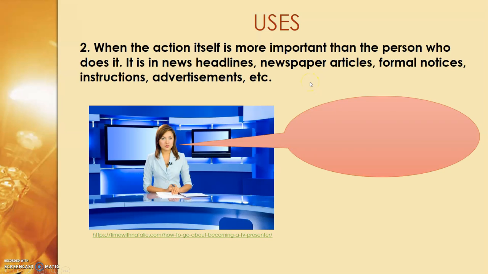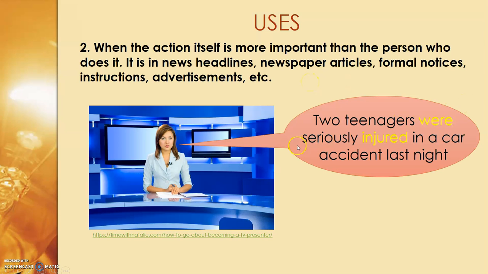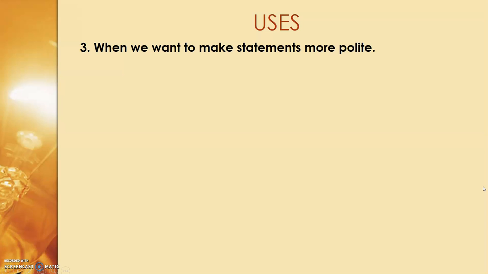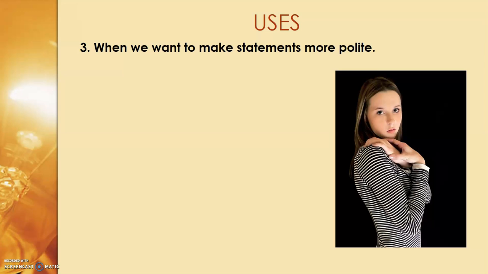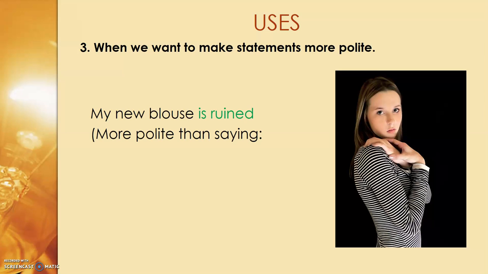So let's see. It says, two teenagers were seriously injured in a car accident last night. So as you can see, we have this information which is much more important than the person who did this action, okay? And the third use is when we want to make statements more polite. For example, my new blouse is ruined. More polite than saying, you've ruined my new blouse, okay? So this is the third use.